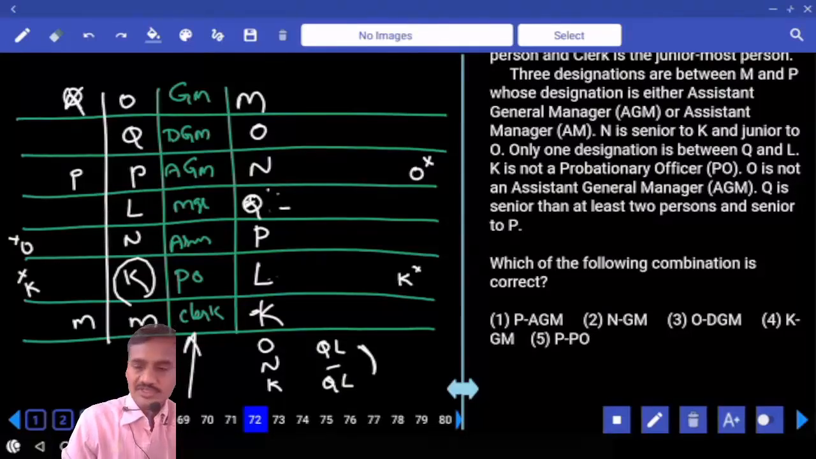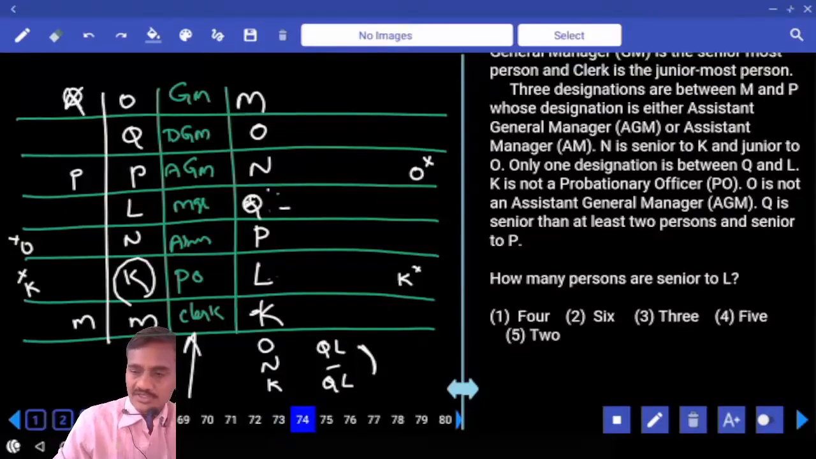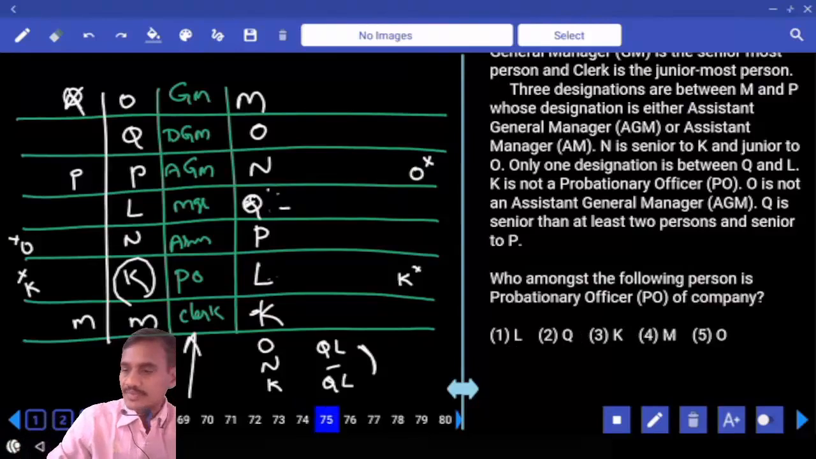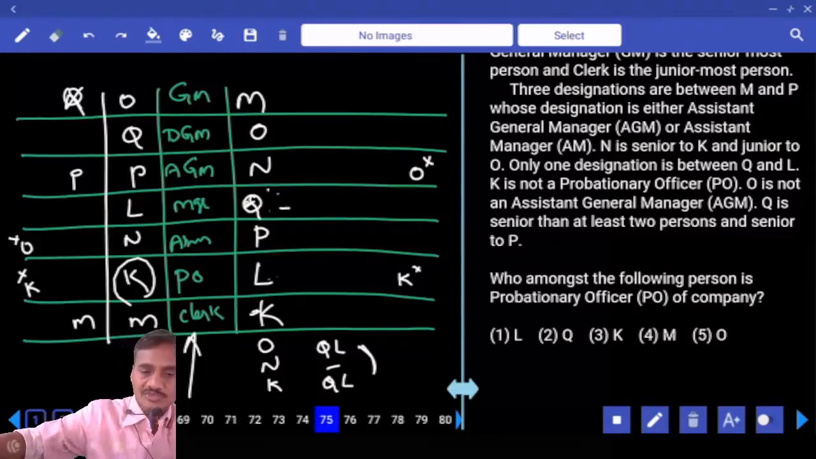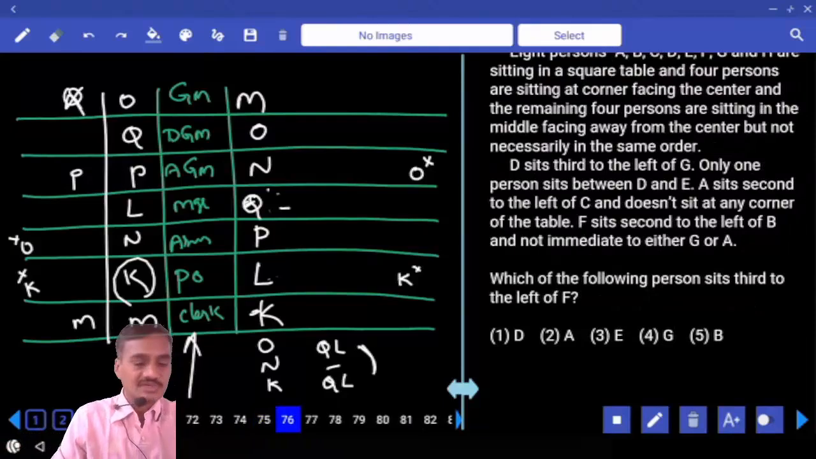And next one, 73. How many designations are there between O and L? In between O and L there are exactly 3, choice 3, question number 73. And 74, how many persons are senior to L? There are 5, that is given in choice 4, question number 74. And 75, who among the following persons is a PO? L is a PO, that is choice 1. Now this is about question number 71 to 75.